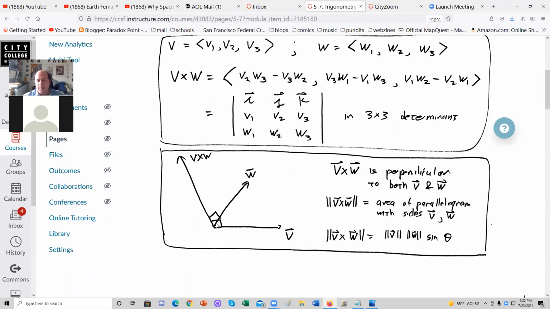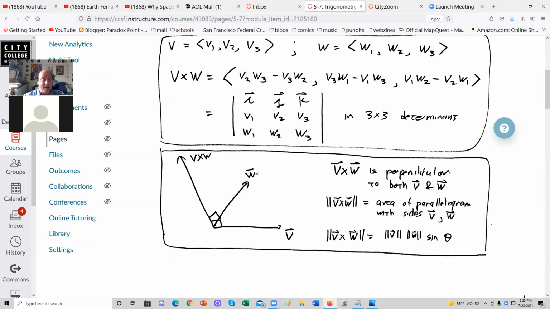Geometrically, the idea is simple. We have V and W, then V cross W will be perpendicular to both using what's called a right-hand rule, sweeping from V to W, so it points this way. You sweep from here to here, and your thumb points in the direction of the cross product. And its length is length of V times length of W times sine of the angle between them, which is the area of a parallelogram with sides V and W. So we draw this parallelogram. This area will be the length of the cross product.